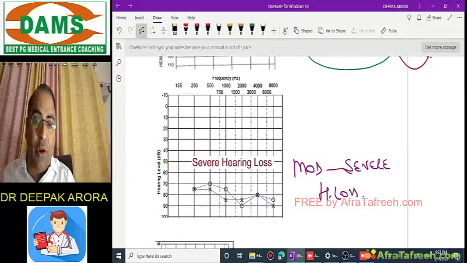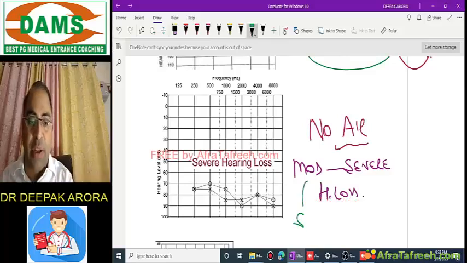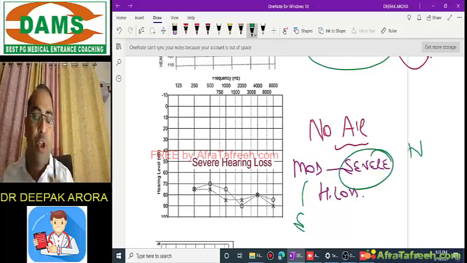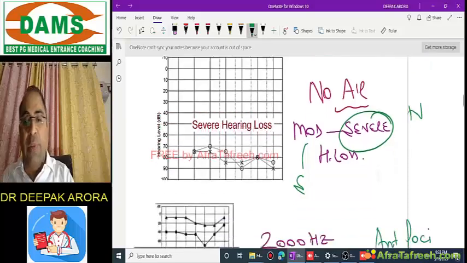If there is a hearing loss of 60 to 70 decibels, with no air-bone gap, I will label it as sensorineural. What is the difference? Moderate is sensory, severe is neural. They can pick one MCQ on this for you.